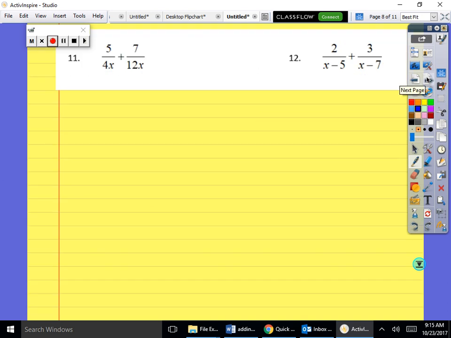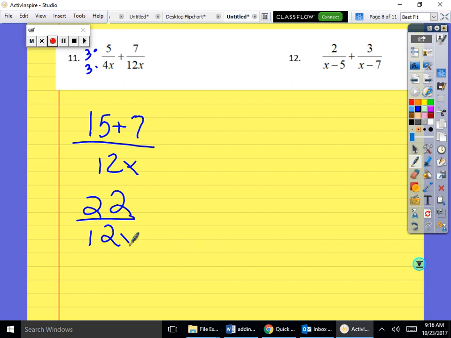Okay, lowest common multiple. All right, so 12x is 3 times 4 times x. So this is a 4x, so I'm missing a 3. So you should add 15 plus 7 over a 12x. 22 over 12x. You could reduce this. It's not necessary. If you reduced it, it was 11 over 6x. Because these are both divisible by 2. You did not have to reduce it. You can simplify. You were not required to.